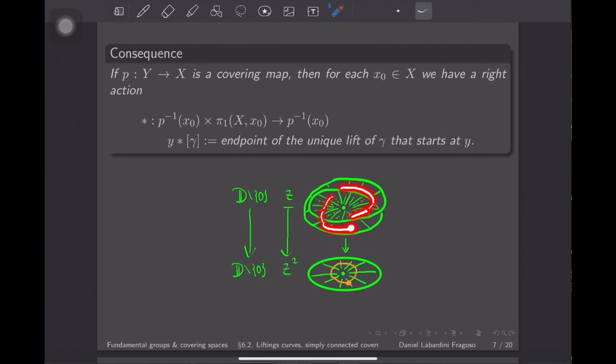And then take the final point. So you see the action. This curve really exchanges these two. The action of this curve on this one is the other one, and on the other one is this one. Okay, and it's a right action.